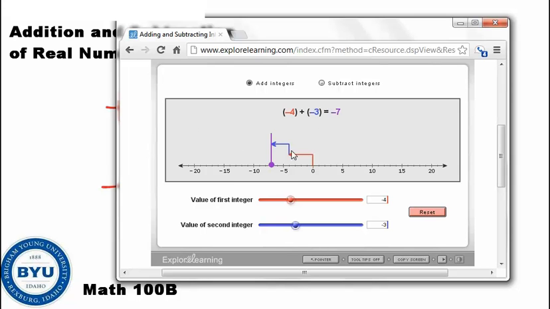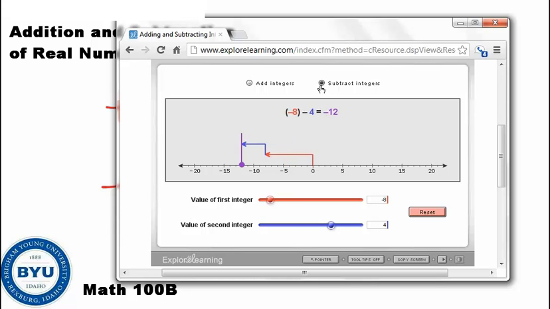Good. So let's take a look at one more. For example, if I had -8 and I wanted to add 4 to that, so notice the -8 moves us to the left 8, and then the +4 moves us back to the right 4 units. So we would do -8 plus 4 gets us -4.